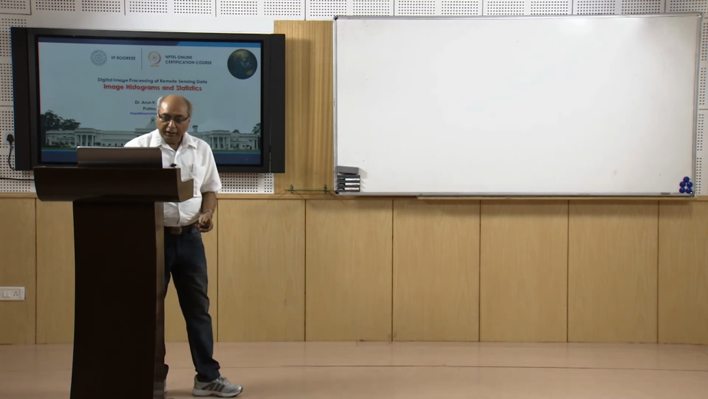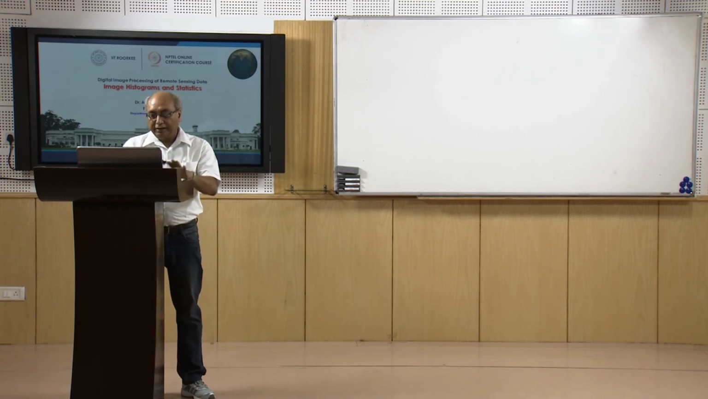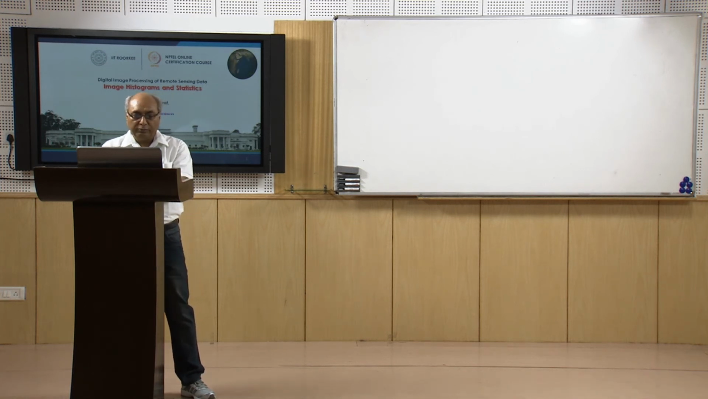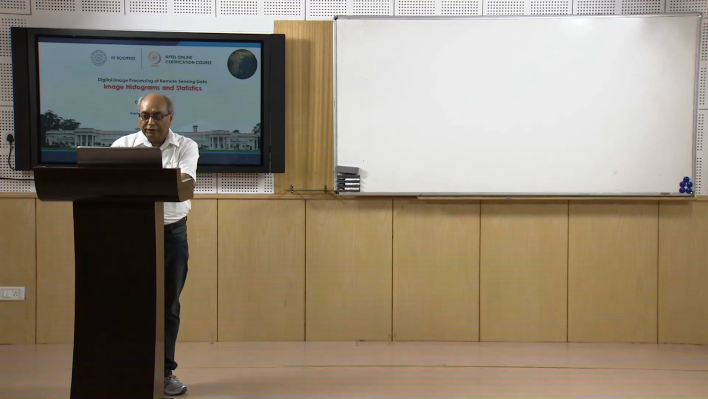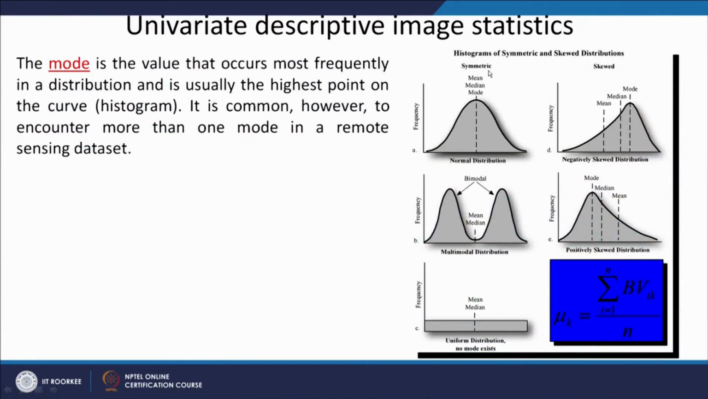Now, how can statistics be extracted from these? Univariate descriptive image statistics can be seen or extracted from these. I will go one by one. First is the mode. If it is a normal distribution with full symmetry, you will have mean, median and mode just one, which is rare in natural images. An image having high contrast and other things may not have this kind of scenario. But anyway, you are having a normal distribution where mean, median and mode are the same.